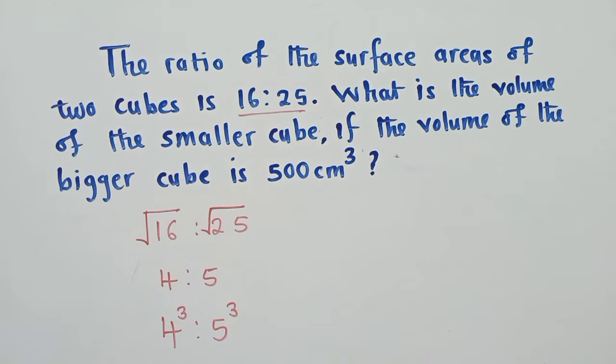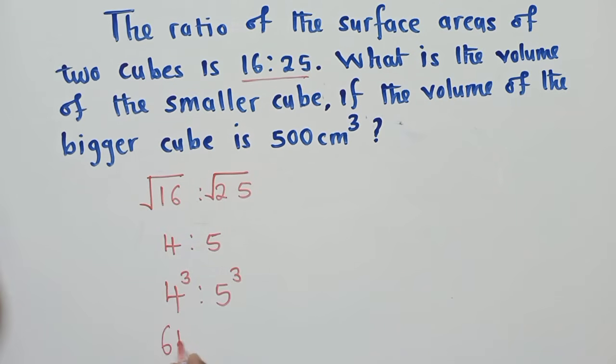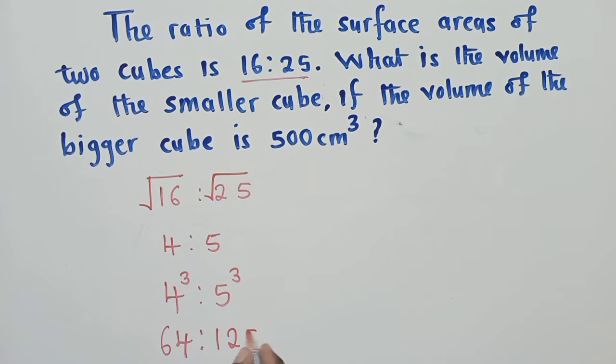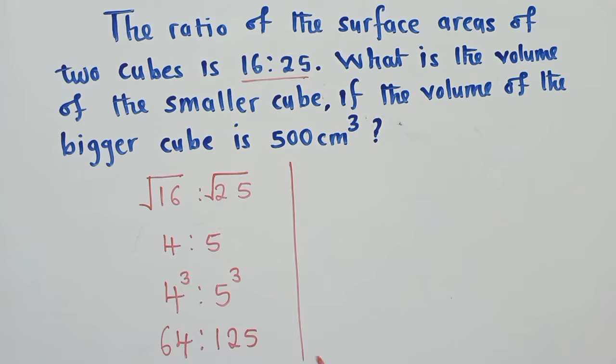So what is 4 to the power 3? 4 to the power 3, we would definitely get a 64. So we have a 64 here and there. What about 5 to the power 3? 5 to the power 3 will give us 125. So now we have the ratio that we need to deal with.